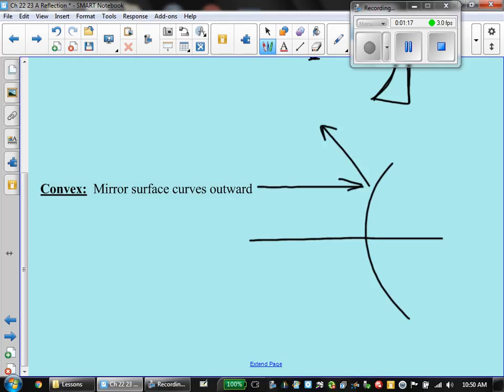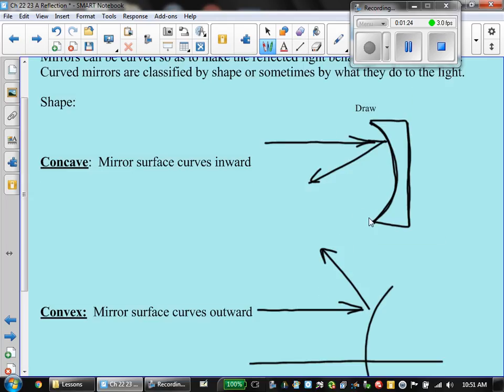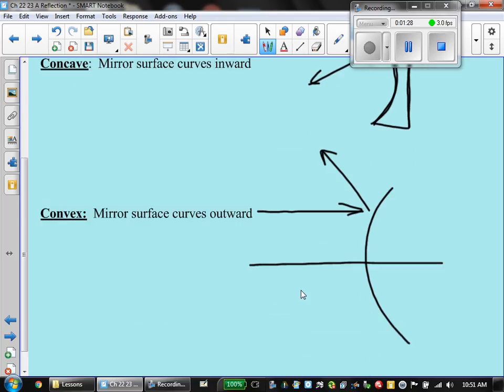You've probably seen both of these. If you think about a spoon, for example, if you pick up a spoon at dinner and look at one side, if it's curved inward, then we have a concave side of the spoon, the part that you pick up the soup with, and if you flip it over to the other side, we have convex. So mirrors are classified one way by their shapes, concave and convex.